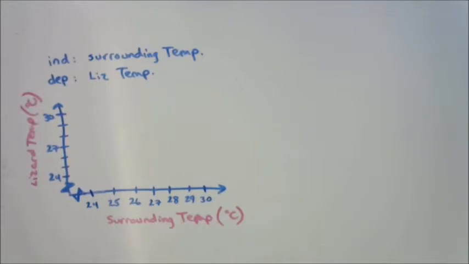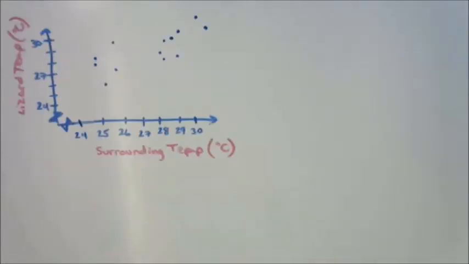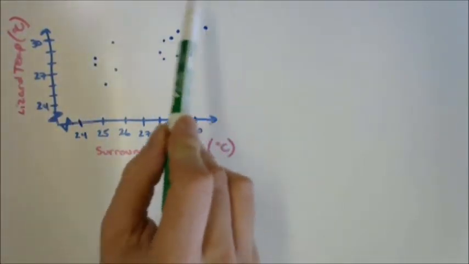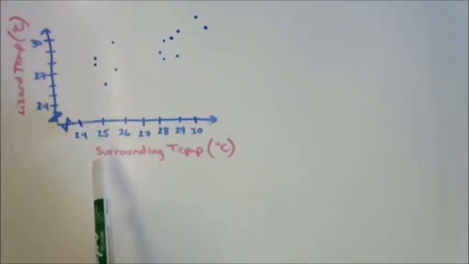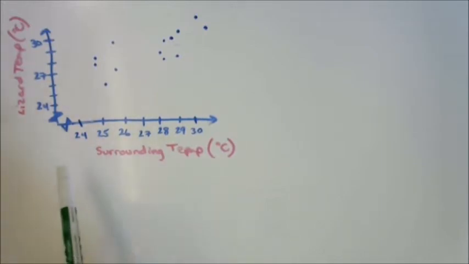Go ahead and carefully plot all of your ordered pairs, all of your corresponding data, and then we'll analyze this graph. All right, B asks, how are the two variables related? How are they related? What's happening here? They're like two different groups. So the data is kind of in two different groups, okay? How are the variables related? How is surrounding temperature related to the lizard's temperature?